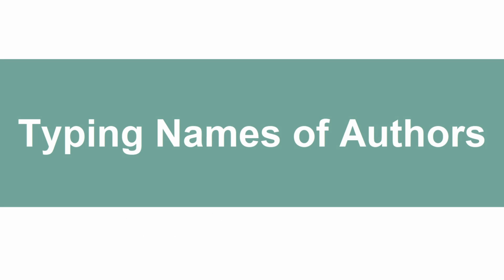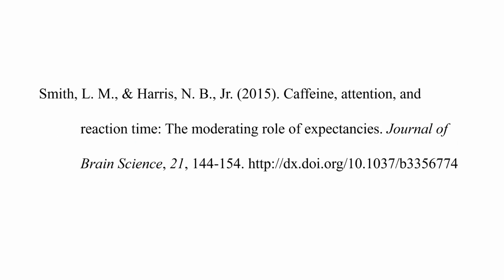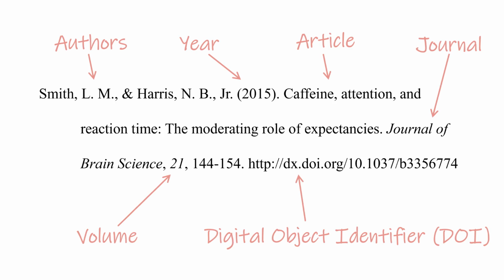Let's begin by getting acquainted with various parts that make up an APA-style reference. Here's a reference for a fictitious journal article. The APA Publication Manual requires that you provide information that will help readers quickly locate your source. This can get complicated, so another video in this series shows how to present these details.